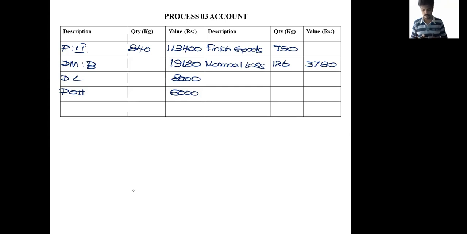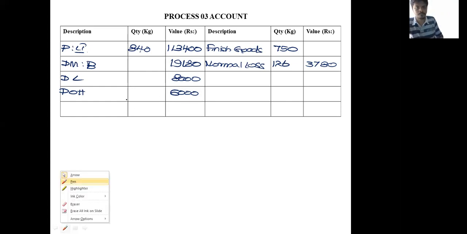Now the total quantity column: 750 plus 126 equals 876, while the inputs were 840. Here, we expected a normal loss of 126. See, the actual loss is less than the normal loss. The balancing figure should be 36. That means, simply, in this particular case, we are having an abnormal gain.